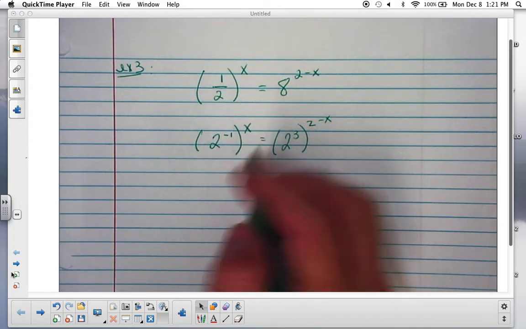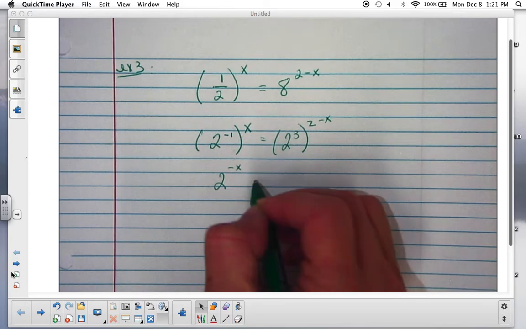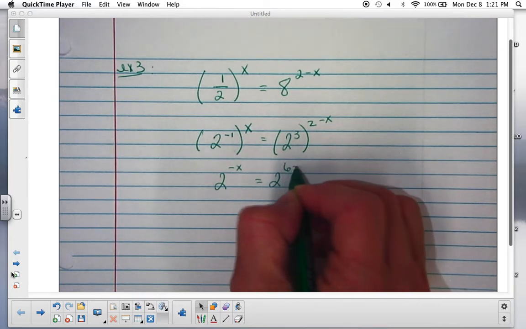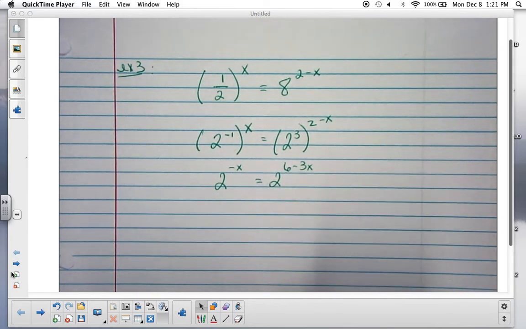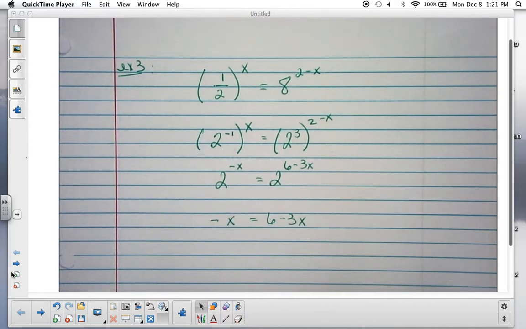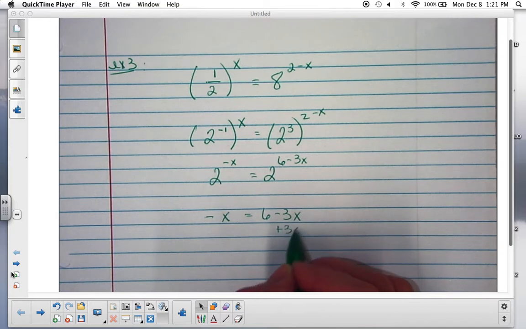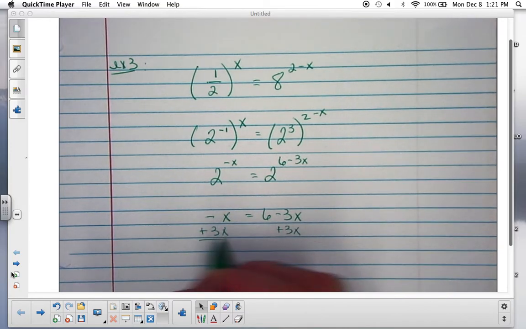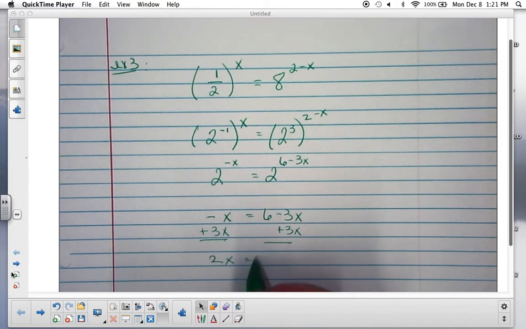Here again these will distribute, so I'll get 2 to the negative x equals 2 to the 6 minus 3x. The 2's will cancel and I'll just set the tops equal. I'm going to add the 3x over this way. I get 2x equals 6, x equals 3.